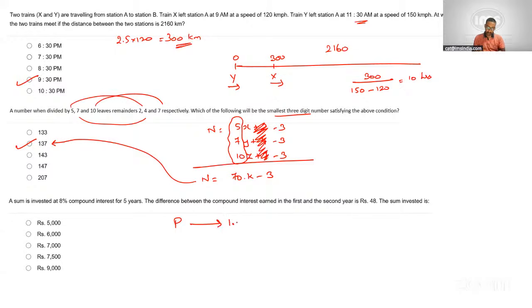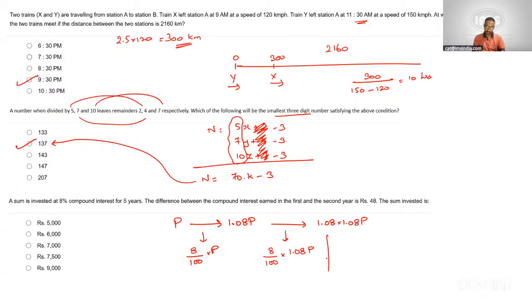Principal becomes 1.08 principal. Then this becomes 1.08 into 1.08 into principal. Now the interest in the first year is 8 by 100 of the principal. Now the gap between these two is 8 by 100 of 1.08 times the principal, I believe. Yes, exactly. Now this difference is 48.